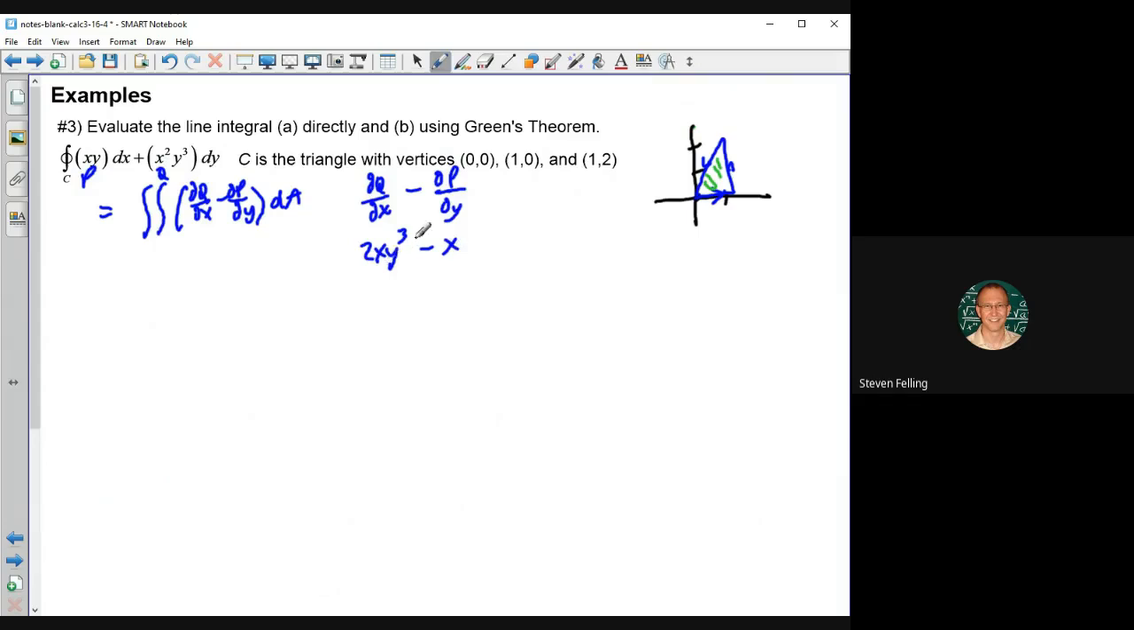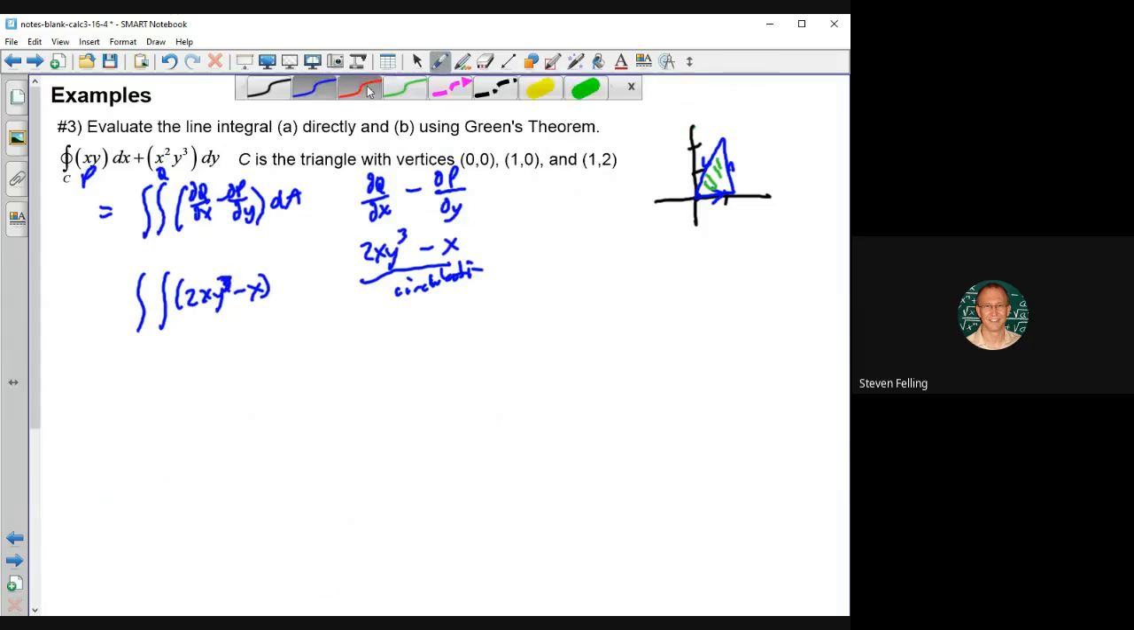So this is the circulation integrand expression for any point x, y. So I'm doing a double integral of that, 2xy cubed minus x. And then for the area, we're going to stick with rectangular. Maybe we go in the y direction first.